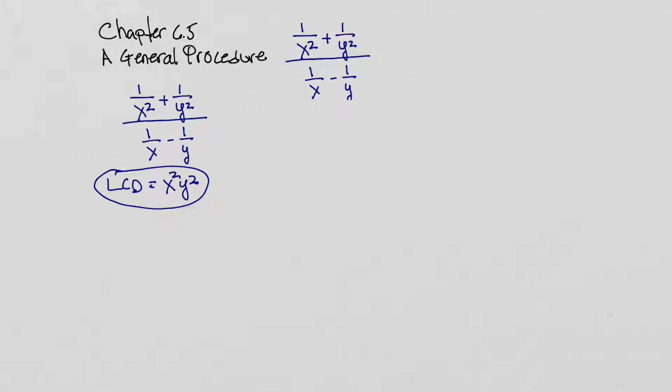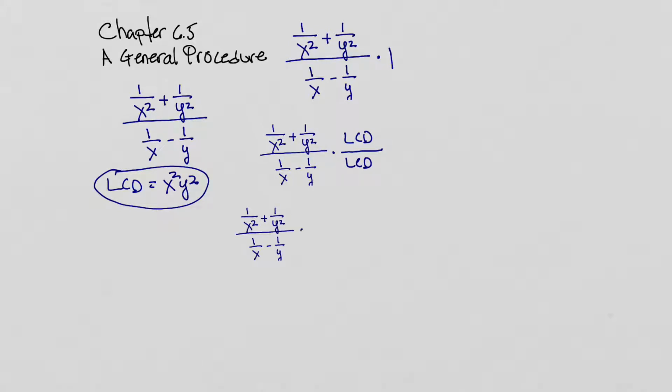Here's the general idea. We're going to take our original expression, and I'll rewrite it over here, and we're going to multiply this by 1. Now multiplying by 1 does not change the value, but we're going to write this 1 as LCD over LCD. In our case, the LCD is x squared y squared, so x squared y squared over x squared y squared.